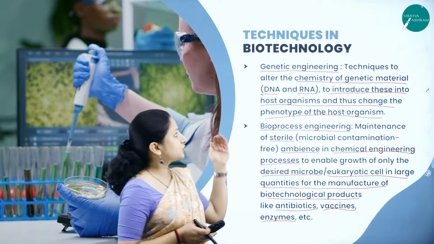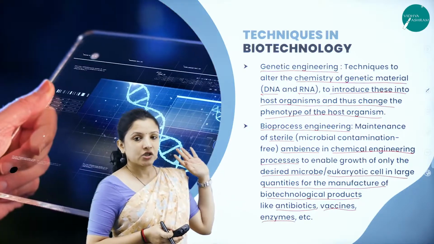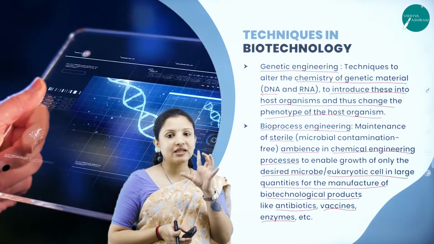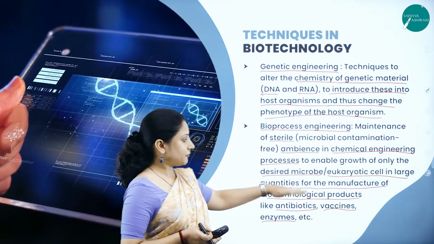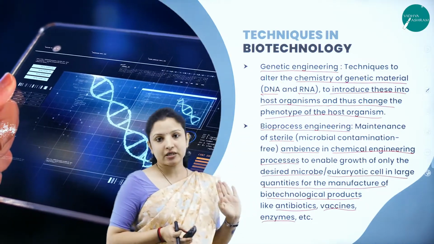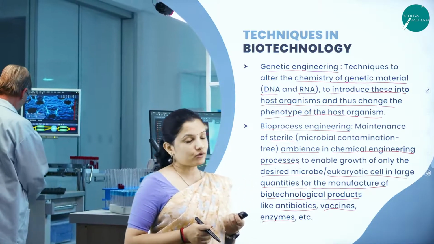So, now you understood what is genetic engineering and what is bioprocess engineering. Genetic engineering only deals with the DNA strands and their altering and all that. Bioprocess engineering will supply everything that is needed for genetic engineering. So, that is about these two techniques of biotechnology.